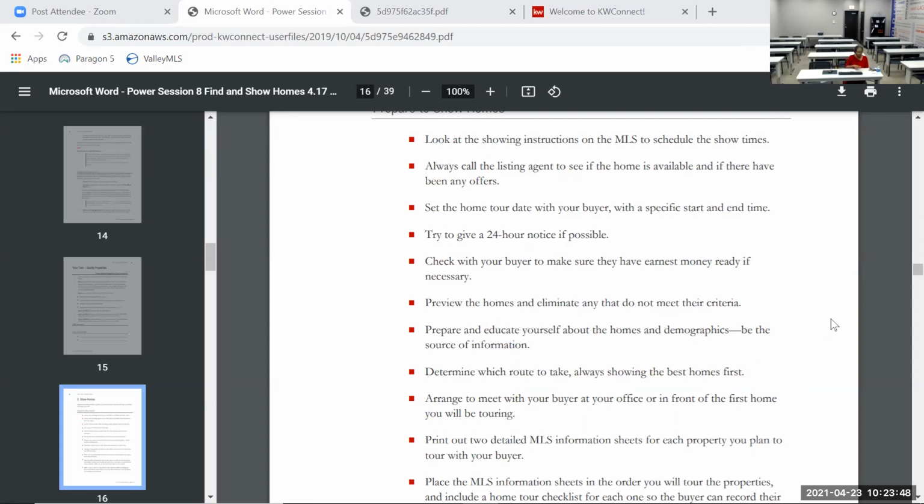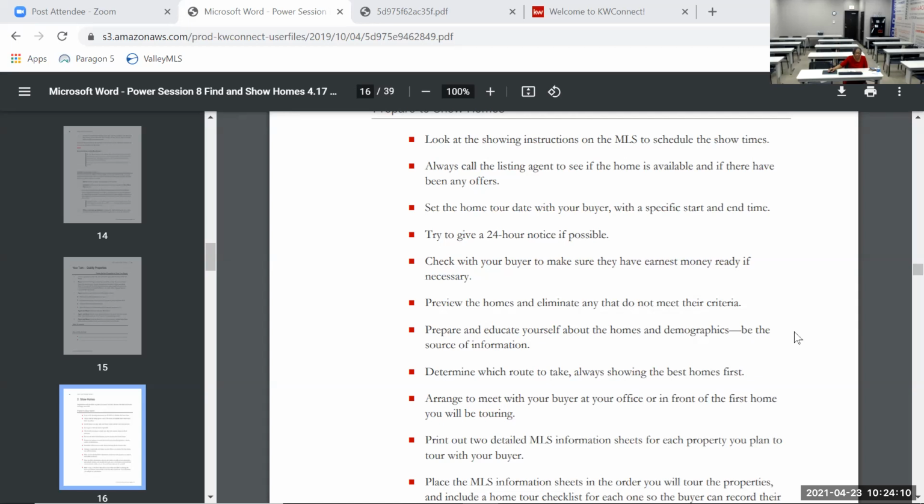Then you can show the other houses. And so now you want to set it up so that you're making a reasonable route. You don't want to just be all over the place, over here, back over here, back over there. So take them to the house that you think is going to be the ideal house for them first, and then route the rest of the houses in a sensible order.